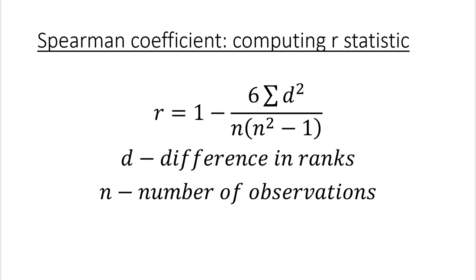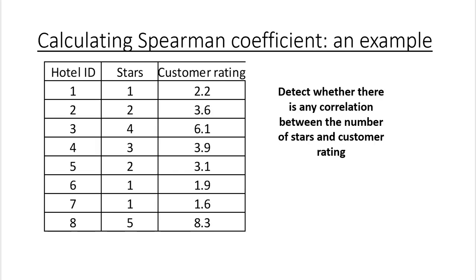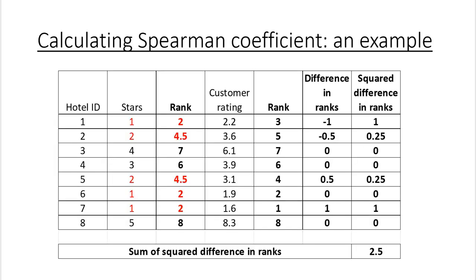As most of non-parametric tests we discussed in the previous lecture, Spearman coefficient is calculated based on ranks. So let us consider the following example. We have 8 hotels. We know their star rating and we know customer rating. And we have to detect whether there is any correlation between the number of stars and customer rating. The first step for calculating Spearman correlation coefficient is computing a rank for each observation for both variables.